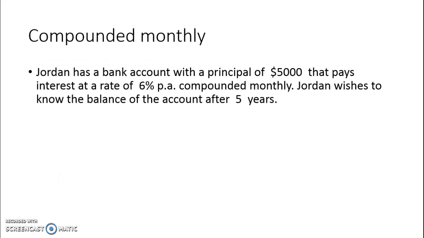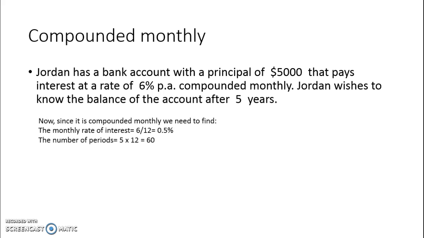Now, compounded monthly. What if we have the same question, but the interest is compounded monthly? So, Jordan has $5,000. The rate of interest is 6% PA. PA means per annum, which means annually. And the time period here is 5 years. Since the question says compounded monthly, we'll have to calculate a monthly rate, which would be 6 divided by 12, and it would give us 0.5%. So, this is how much interest we get every month.